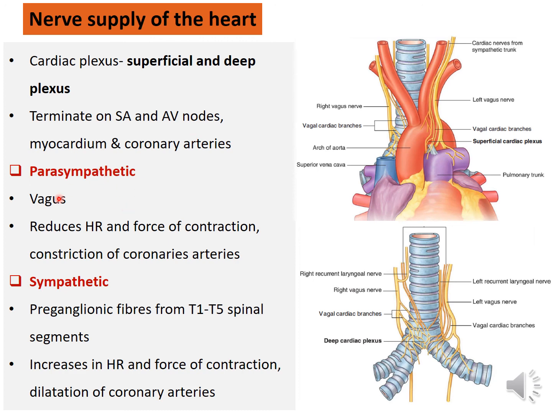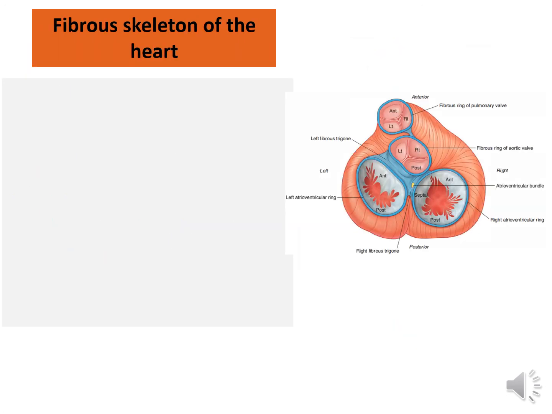The parasympathetic comes from the vagus. The function of it is to reduce the heart rate and force of contraction, and they constrict the coronary arteries. On the other hand, the sympathetic fibers increase the heart rate and force of contraction, and they dilate the coronary arteries. The sympathetic fibers come from T1 to T5 spinal segments. This is about the nerve supply of the heart.